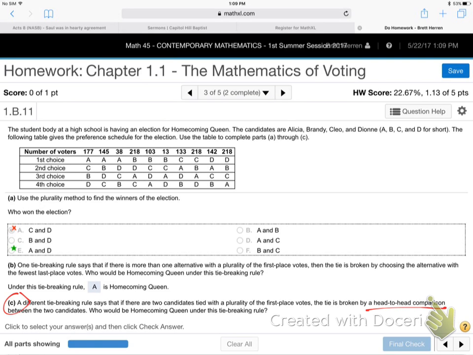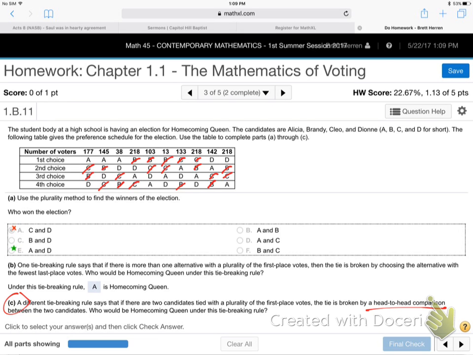Head to head. So A and D head to head. So drop out B and C. B and C are dropping out. We don't care. We're just trying to do head to head with A and D. Okay, so there we go. I just dropped B and C out of everything. So I've just got A and D now.